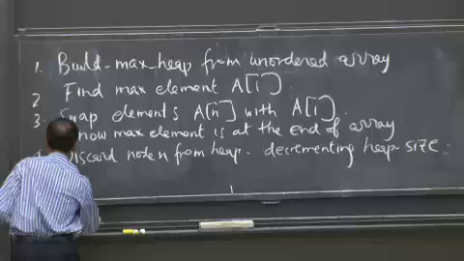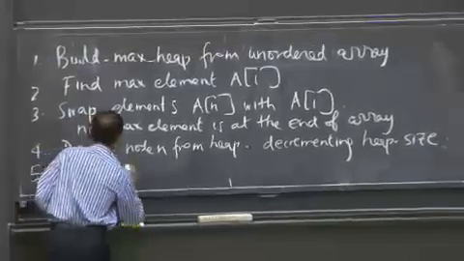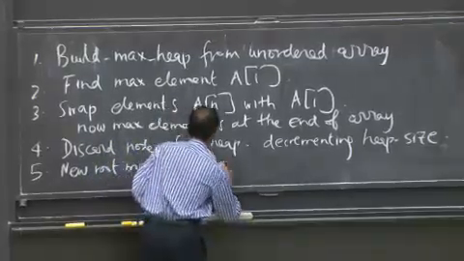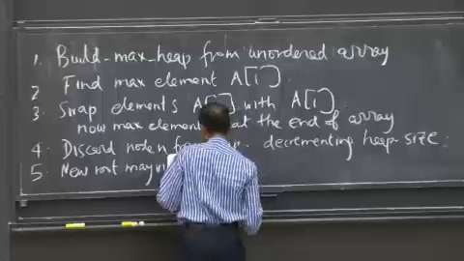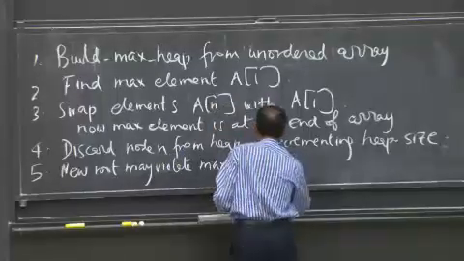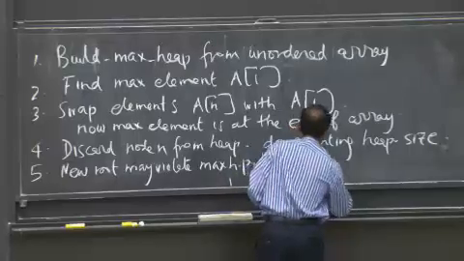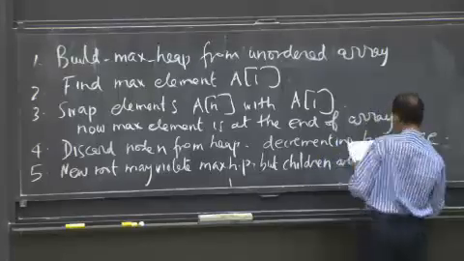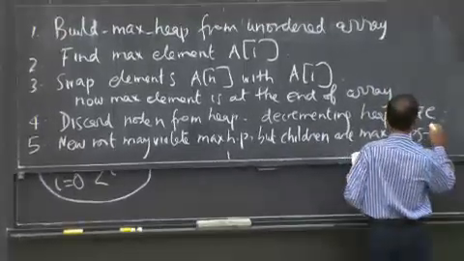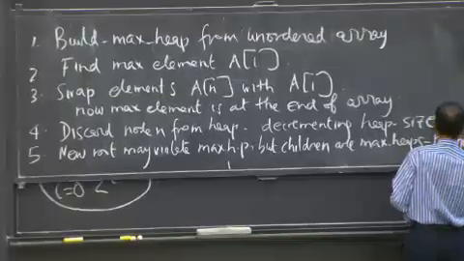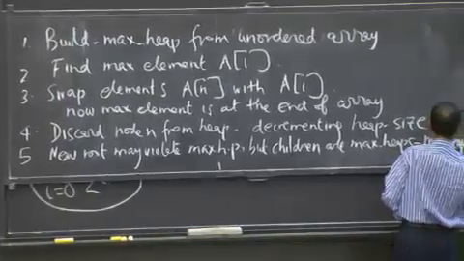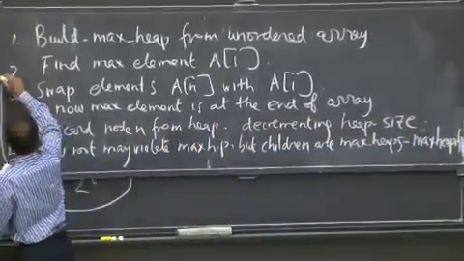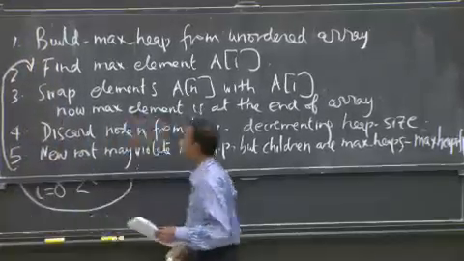Now the new root, which after the swap may violate the max heap property, the MHP, but the children are max heaps, because that's the one node that can possibly violate it. So what that means is we can run max heapify to fix this. And that's it. Once you do that, you go back to that step.